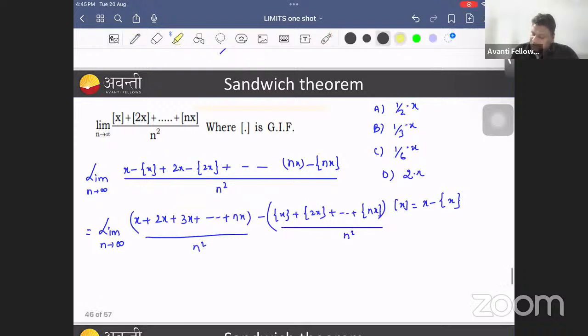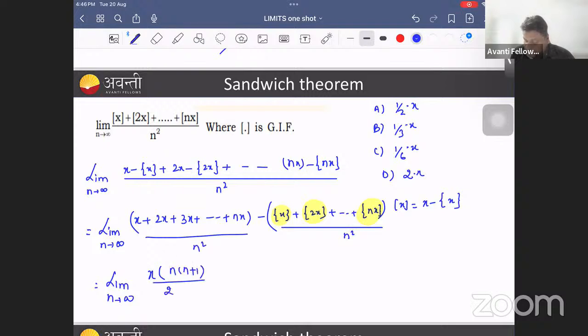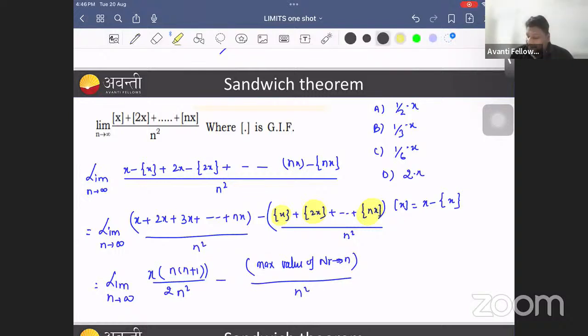Now the fractional part of x has a maximum value close to 1, not even 1. Similarly, the fractional part of 2x, again the maximum value is approaching 1. Again, the fractional part of nx, the maximum value is approaching 1. So even if every term is close to 1, the maximum value for the numerator is going to be n. So the limit as n approaches infinity: in the first expression, you take x common, it will become n into n plus 1 upon 2, in the denominator n square, minus the maximum value of the numerator, approaching n, upon n square. So this, even if it goes to maximum n, will be 1 by n, and the value 1 by n means the answer will be 0.